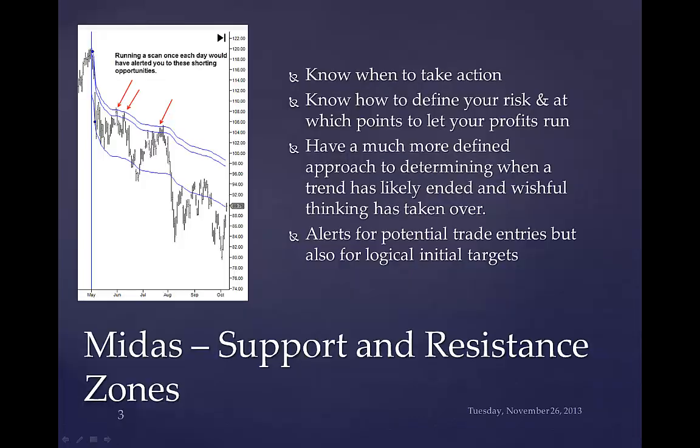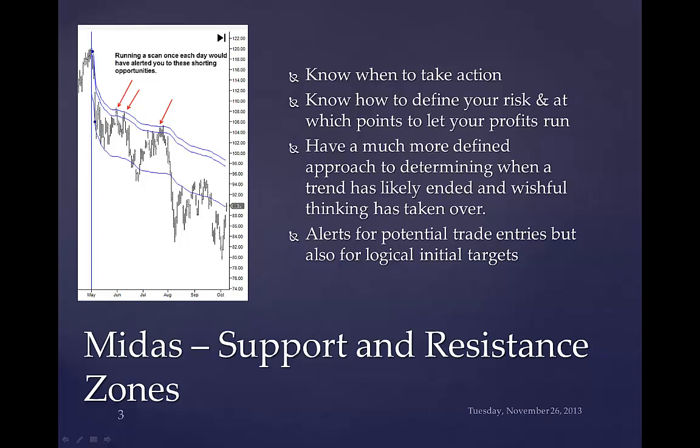Know when to take action. Know how to define your risk and at which points to let your profits run. The scanner will alert you to potential support or resistance zones being tested, and then you can use the Midas indicator itself to help define your risk on a given trade, and have a much more defined approach to determining when a trend is likely ended and wishful thinking has taken over. So you can use it not only to enter a trade, but also to monitor the strength of the trend as you're gauging if you want to stay in it or consider exiting.